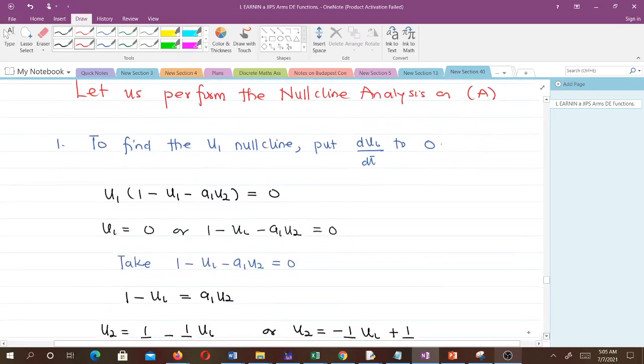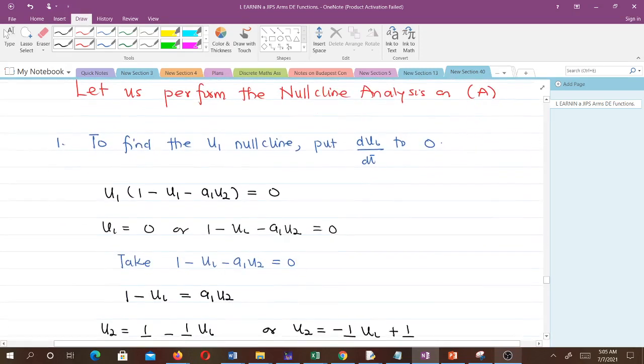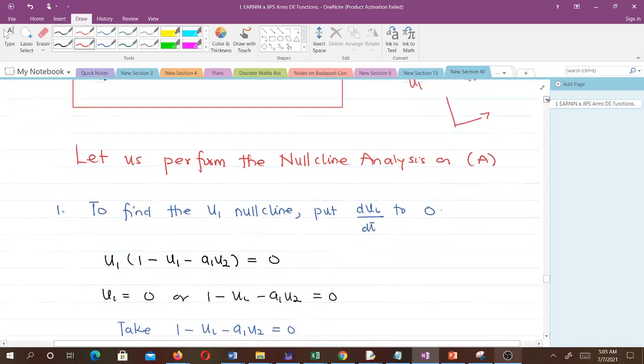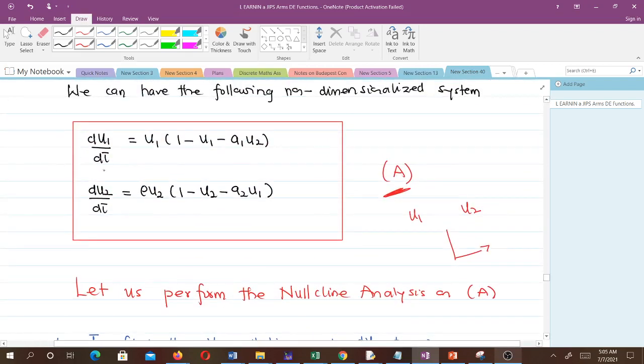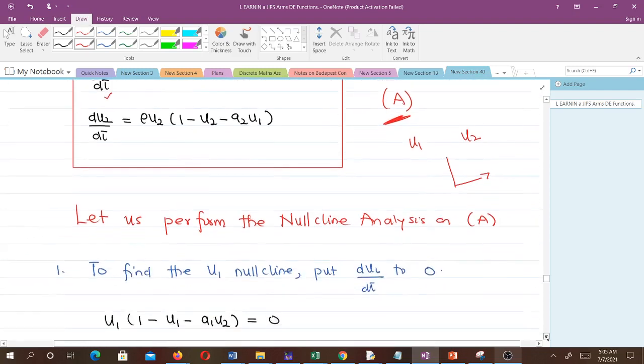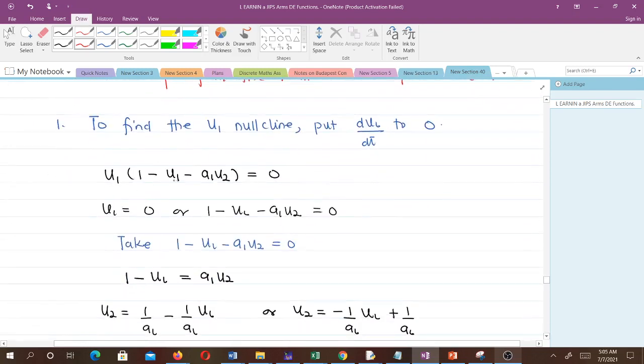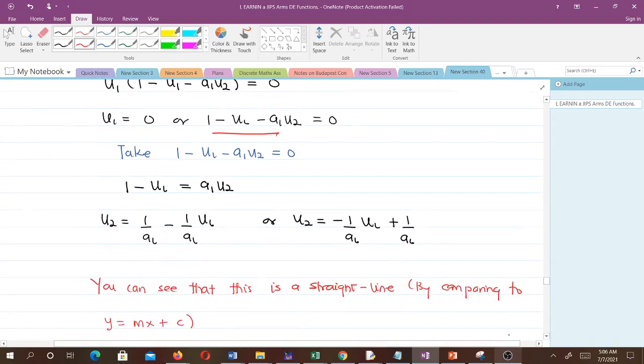To find the u1 Nullcline, what we do is put u1 prime equal to 0. When you put that to 0, it gives us u1 multiplied by (1 minus u1 minus a1 u2) equals 0. This implies that u1 is 0, or 1 minus u1 minus a1 u2 is 0. So we take this equation, 1 minus u1 minus a1 u2 equals 0, and we decide to make u2 the subject.